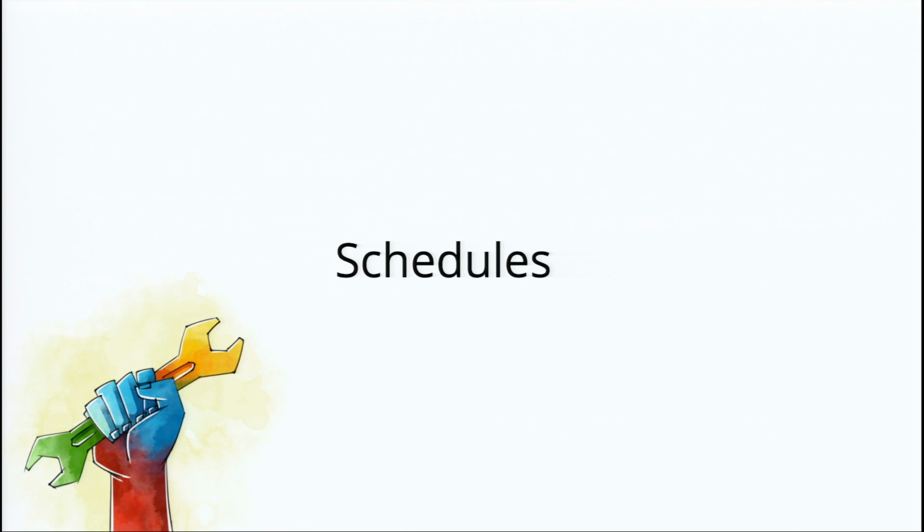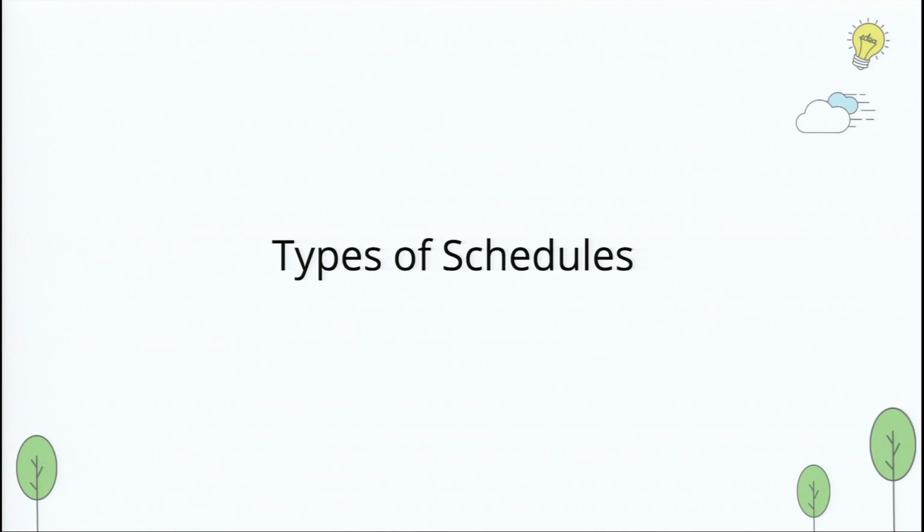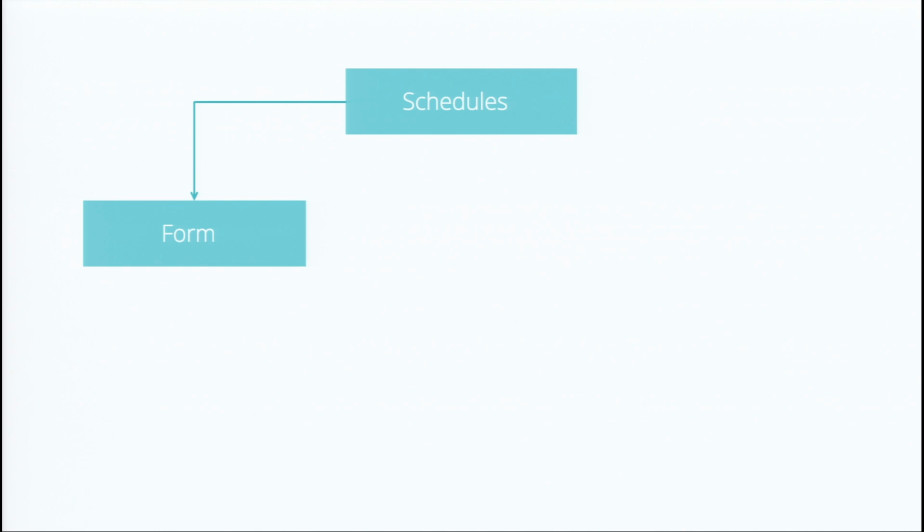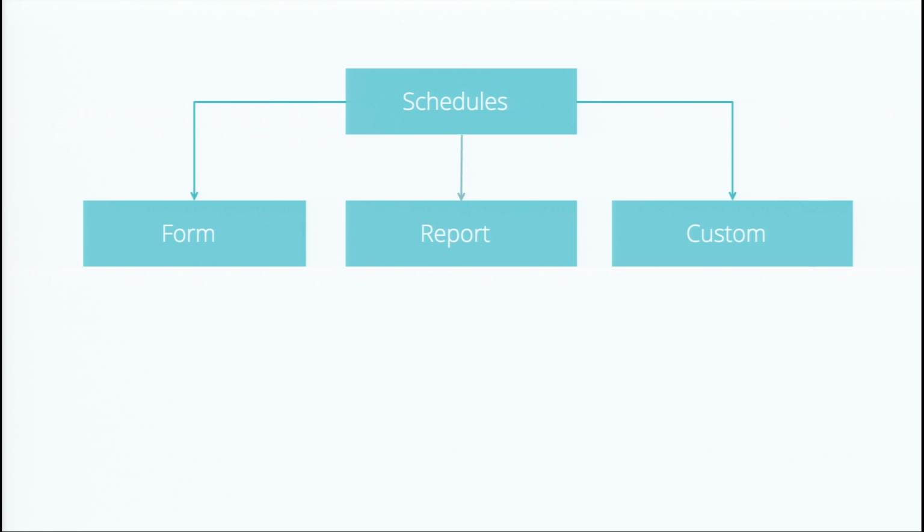So, what are schedules? Schedules are a set of time-based actions that we can perform without any user input. So, it's all automated. You run a schedule and the task is carried out automatically. In Creator, we have three types of schedules. The first one is the form schedule, report, and the custom. So there are three types of schedules.